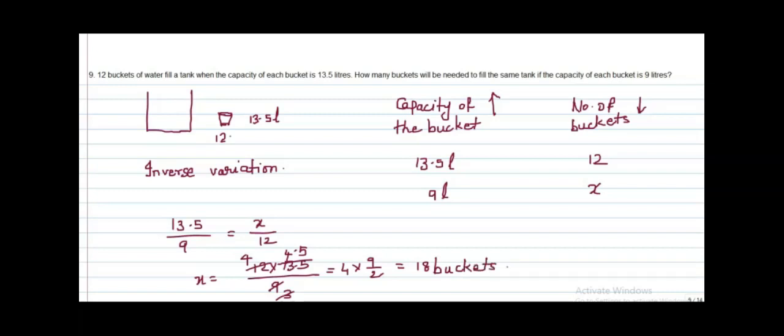This can be done by using the unitary method and ratio proportion as well. This procedure will be very easy for us to do. Okay. Now moving on to the next question.